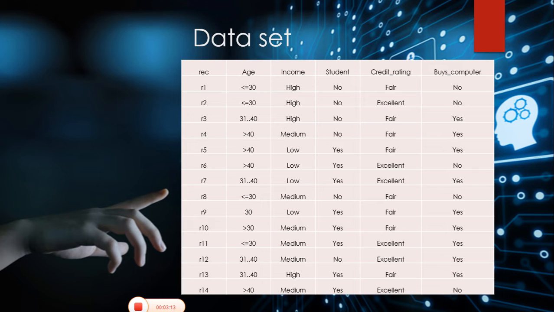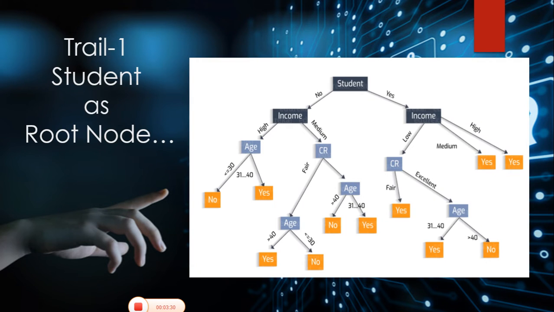Here I am taking an example of a student who buys a computer, and I am considering his age as well as credit rating. We can construct the decision tree by using income, student, credit rating, buys computer. As part of trial 1, I am constructing the decision tree by taking student as the root node. And I am taking the open source image only. Here I constructed the decision tree by using student as the root node and income as the child node, and age and credit rating as the child nodes of income.